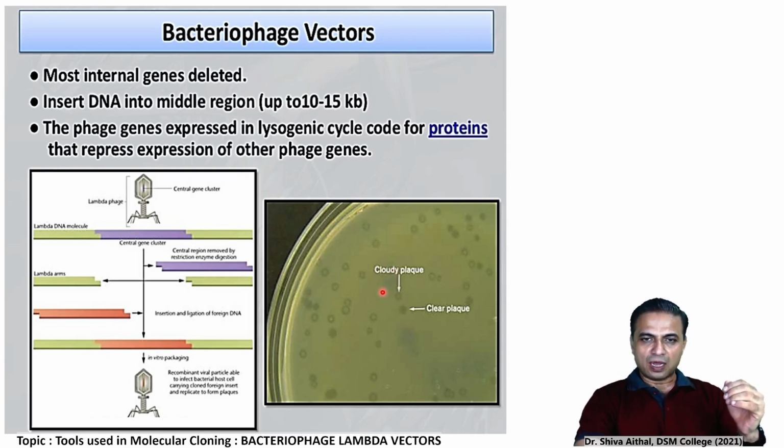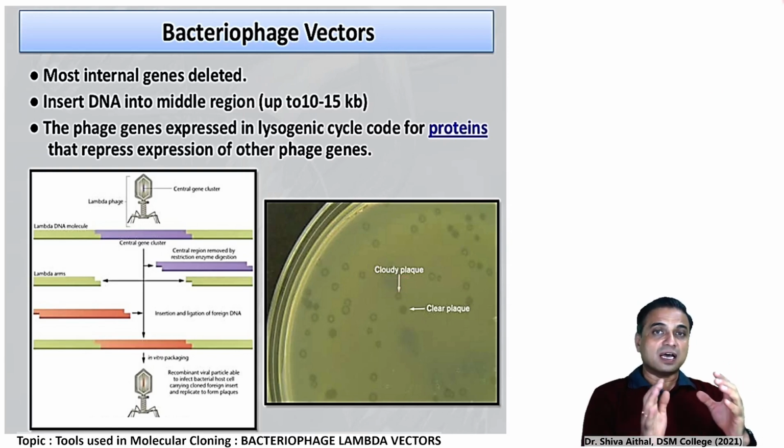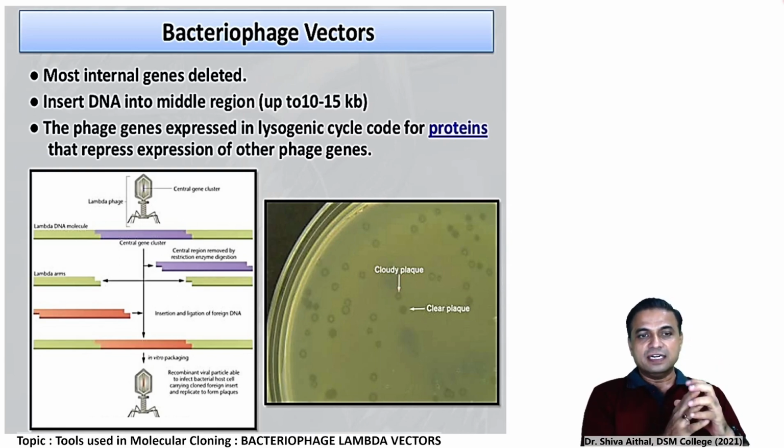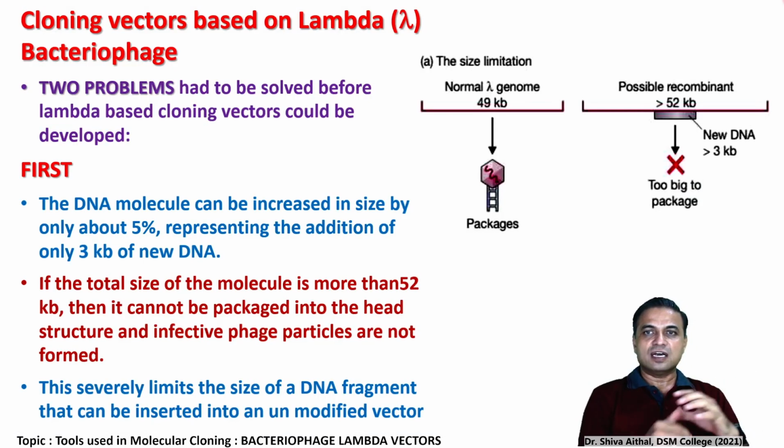This is a cloudy plaque, not so clear. So these not so clear plaques are indicative of your gene of interest getting totally integrated and the cloned vehicle getting expressed. So this is how the bacteriophages are used.